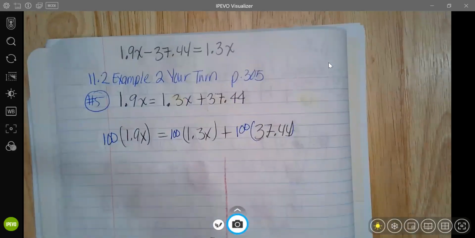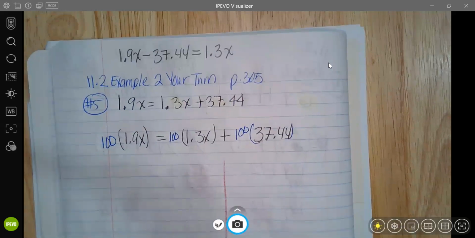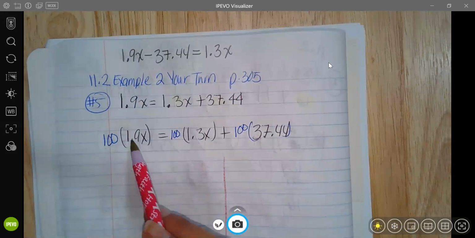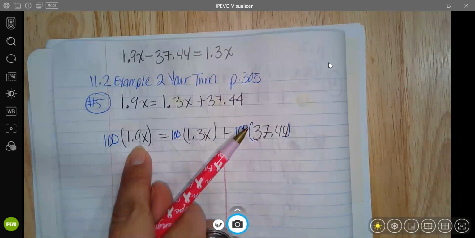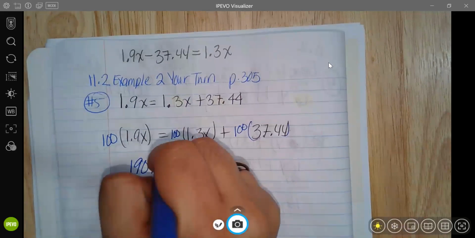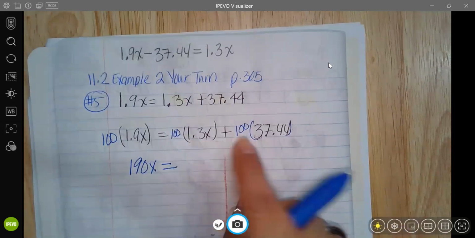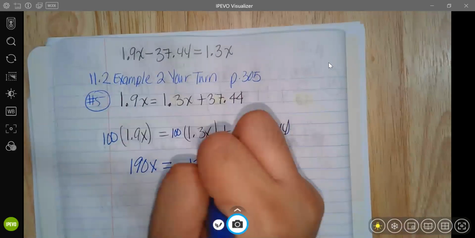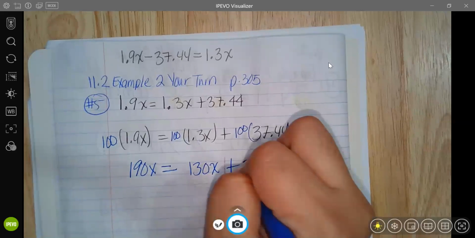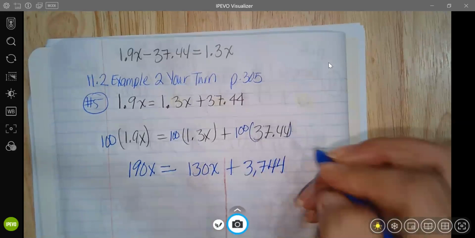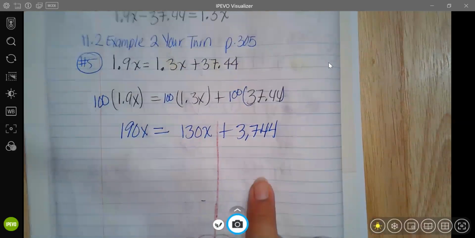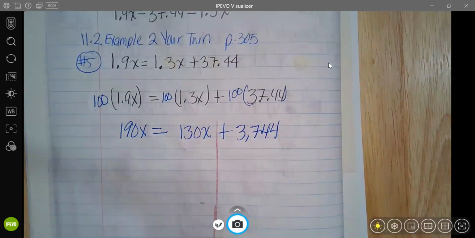And now I'm going to get rid of decimals so I can just have whole numbers as much as I can. So 100 times 1.9, that means I'm going to move the decimal twice to the right, and so that becomes 190. So this is 190x equals 1.3, 2 times to the right, that becomes 130x. This one 2 times, so that actually becomes 3,744. Okay, so I broke down the decimals to actual whole numbers, right? Because there's no integers here or no negatives.